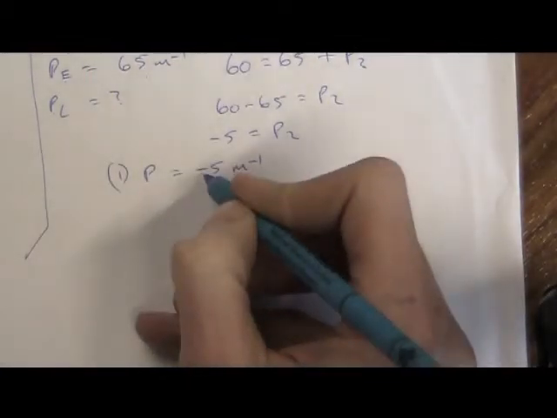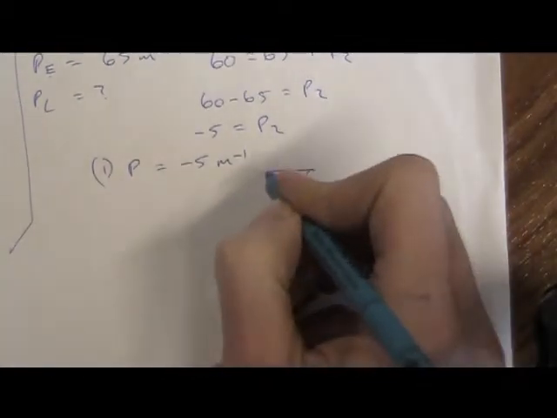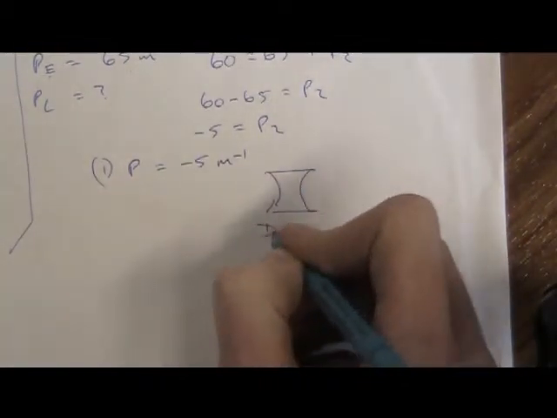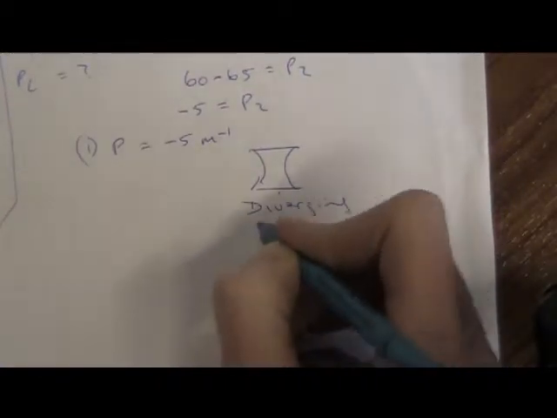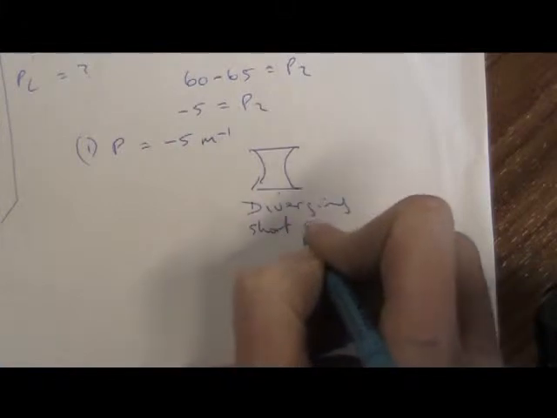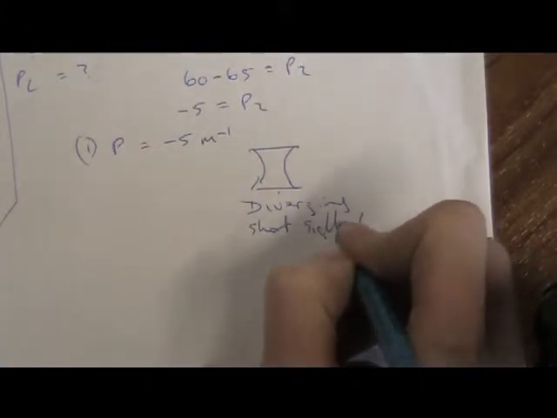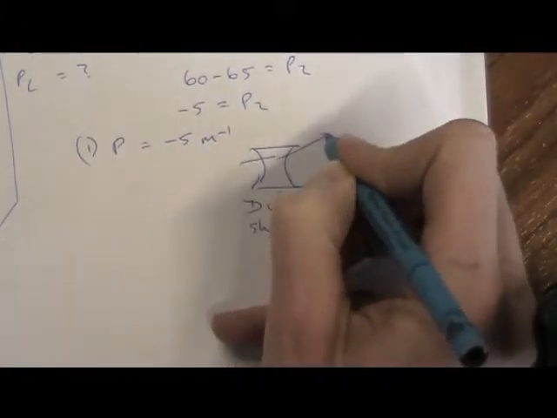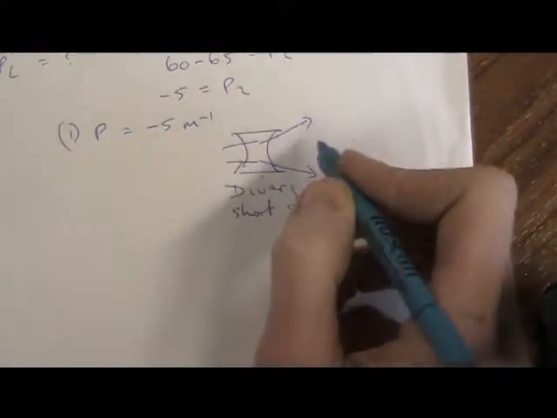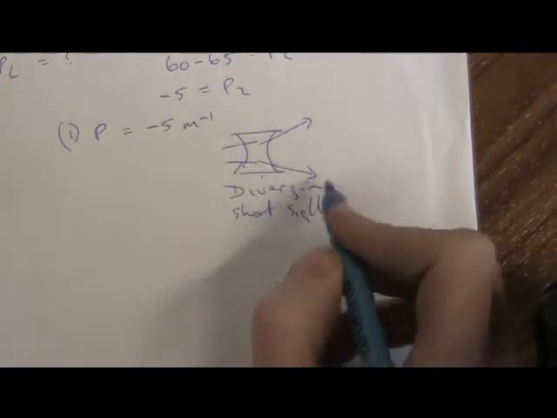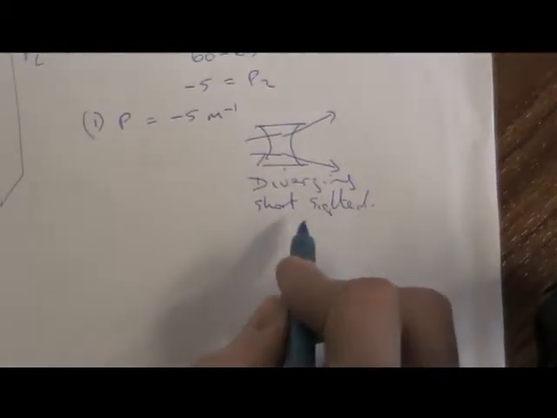Now when you see minus, you always know it's this type of lens, which is a diverging lens. And when you see divergent, you know it's short-sighted, because the divergent lens spreads the light rays out rather than bringing them in. So it has a minus power, and it also has a minus focal length. And it's to treat people who are short-sighted.